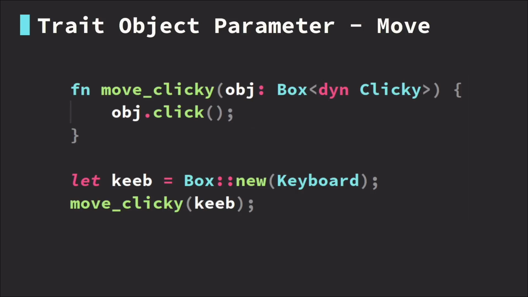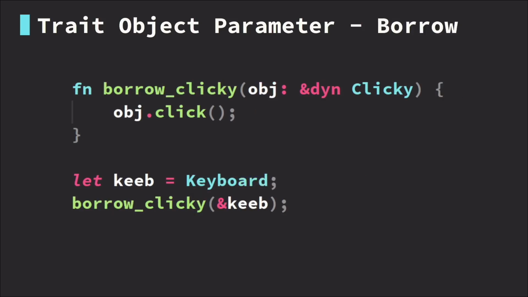So remember, if you want to move trait objects, you'll put them in boxes. And if you want to borrow trait objects, you can just borrow them directly. You don't need to put them in a box.